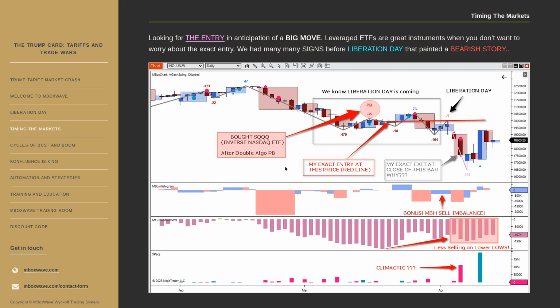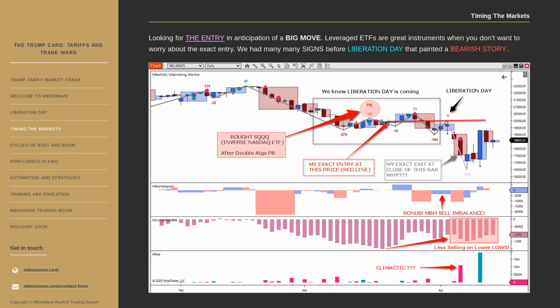So now we are timing the markets, right? I had a pretty strong conviction that the markets are going to dump after Liberation Day. So what did I start to do? I looked at this supply minus 479. I saw this pullback with the sell imbalance, and here I bought SQQQ, which is the inverse NASDAQ ETF leveraged 3 times.